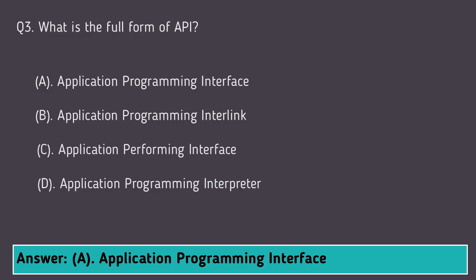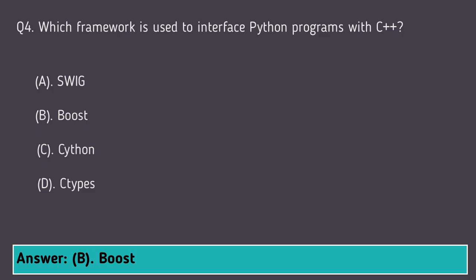API stands for Application Programming Interface. It allows different software systems to communicate. Boost is a framework that helps connect Python programs with C++ code.